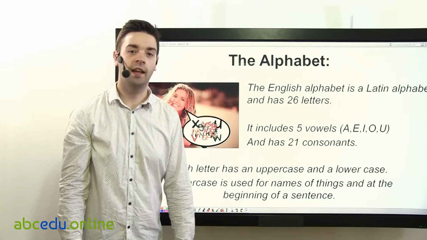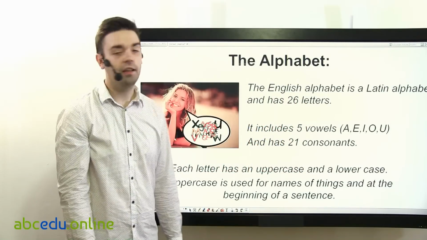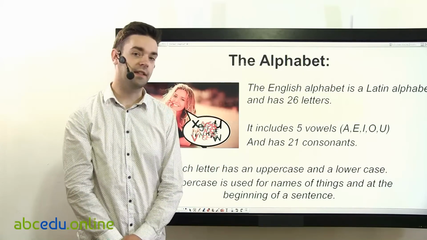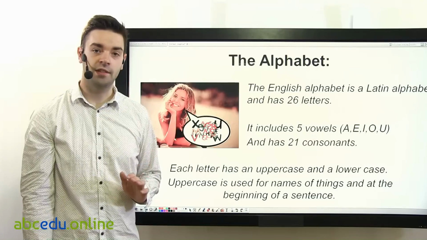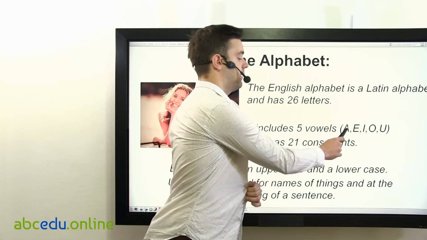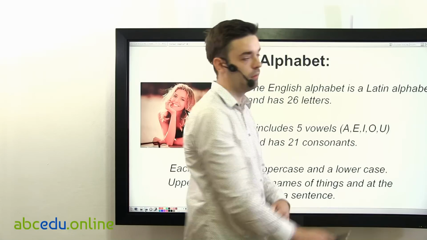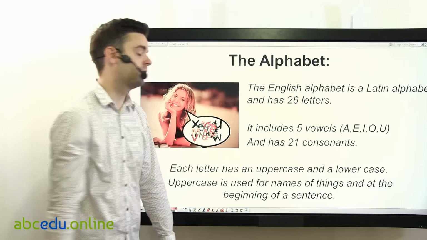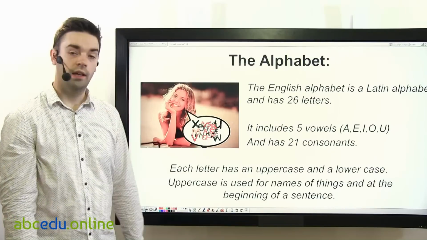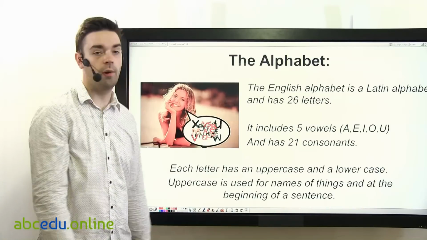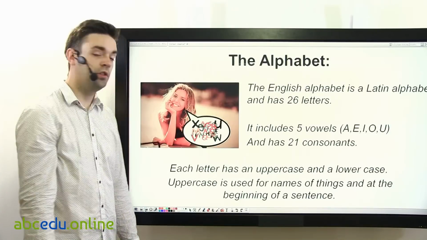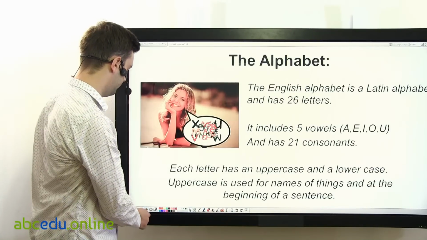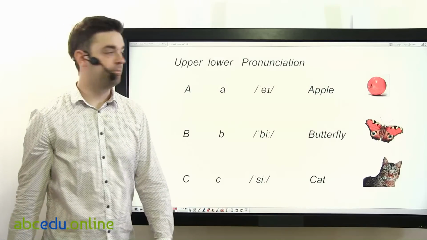Okay, let's have a look at the English alphabet. The English alphabet is a Latin alphabet and includes 26 letters. 5 of these letters are vowels: A, E, I, O, U. It also includes 21 consonants. Each letter has an uppercase and a lowercase. The uppercase is usually used for names or at the beginning of a sentence. So let's have a look at them.